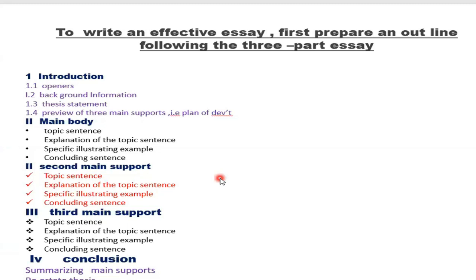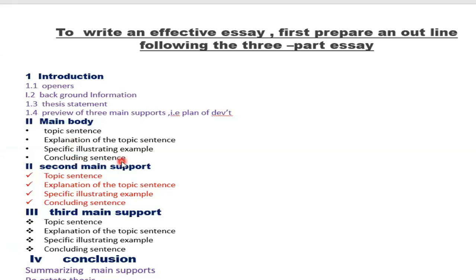When you write an essay or a paragraph, try to explain and elaborate your idea by giving examples. Examples have a power or energy to convey your idea to the readers easily, right? I think that you are following me. The fourth, I'm sorry, the fourth is the concluding sentence.